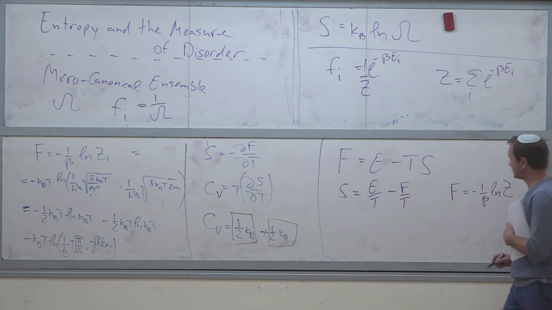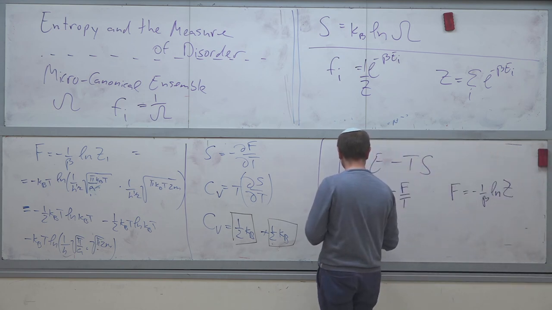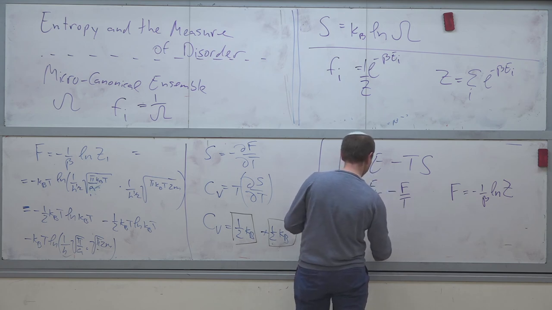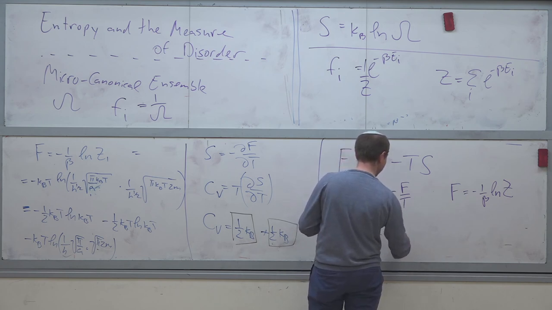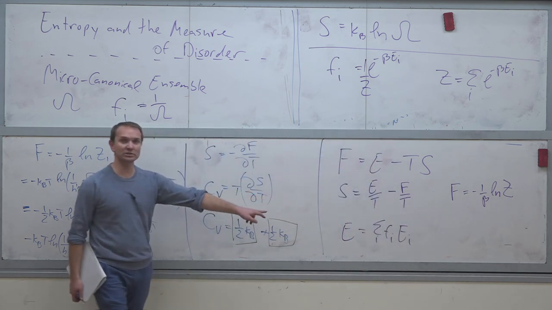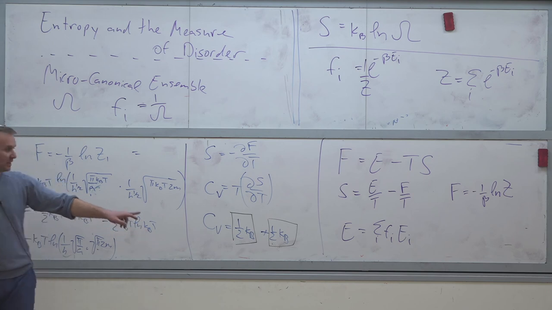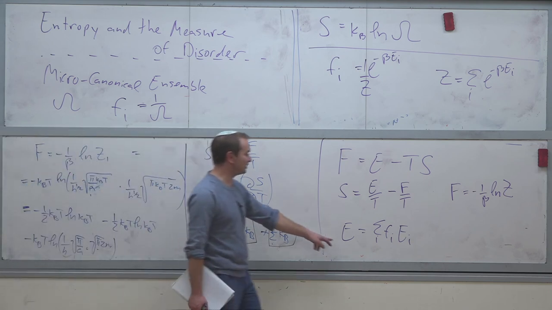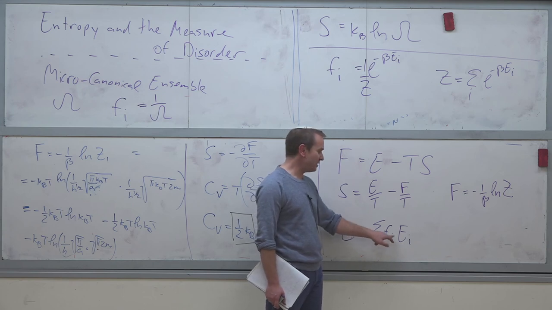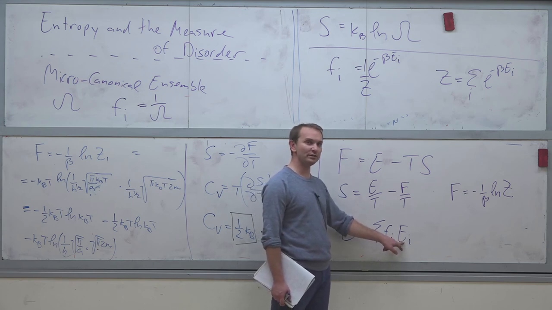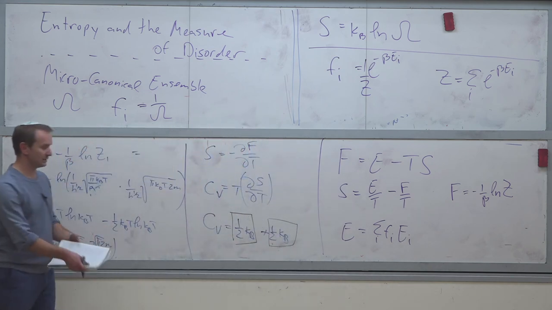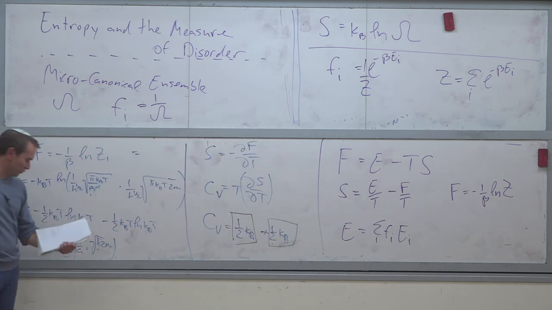What is E? E is a sum over i of P_i multiplied by E_i. E, the energy, is the average energy of the system. So it basically says to us, what is the average energy of the system? It is the probability to be in state i multiplied by the value of the energy for this specific state i, summed up over all the different states. Okay, so we have these two formulas inside.